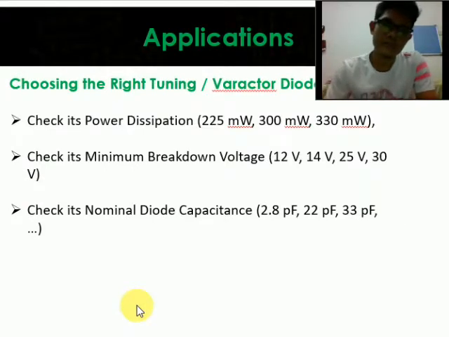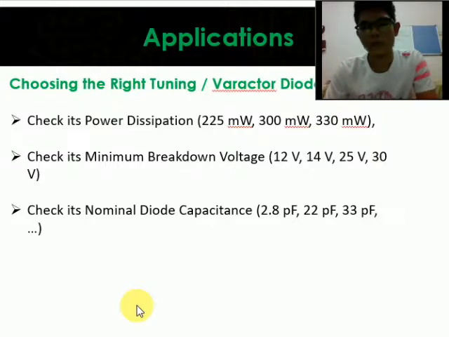Before we use the varactor diode, we need to choose the right tuning. Check its power dissipation. We have mostly about 225 milliwatt, 300 milliwatt, or 330 milliwatt. Then we check its minimum breakdown voltage, for example 12 volt, 14 volt, 25 volt, or 13 volt. Then lastly, we check its nominal diode capacitance. Mostly we use 2.8 picofarad or 22 picofarad.